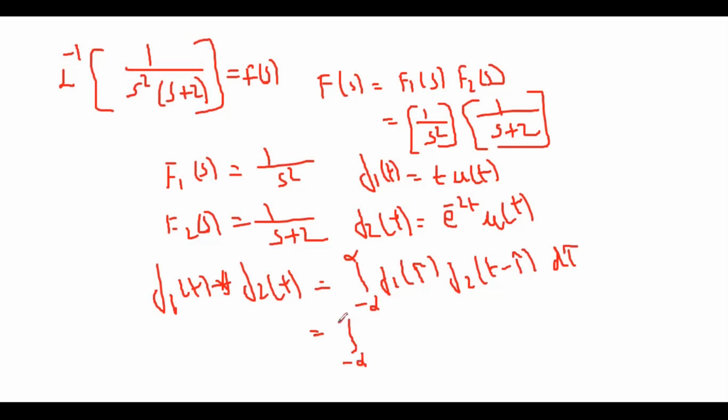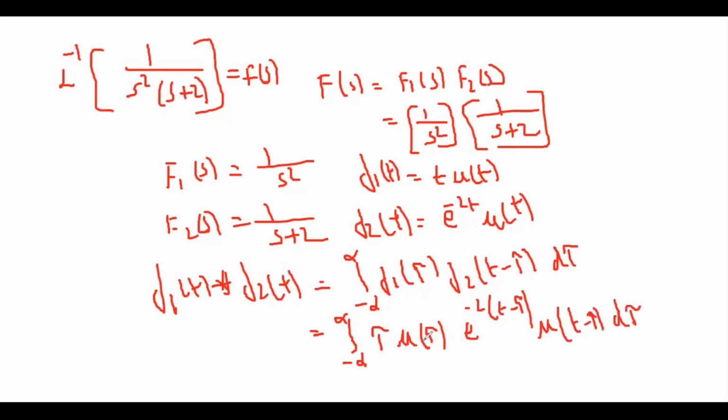Integral from minus infinity to infinity. What is f1 of tau? You can substitute wherever the t is there. That is tau into mu of tau. And here the f2, wherever the t is there, t minus tau. E power minus 2 into t minus tau mu of t minus tau d tau.